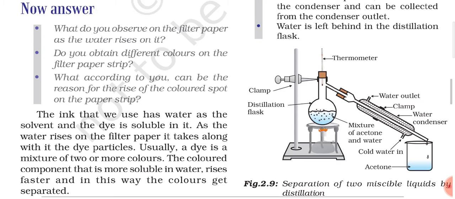The second point of this answer is that the dye is a mixture of two or more than two colored components. Suppose the dye here has two components only. So the dye here is a mixture of two colored components. The reason is that at the end of the experiment, we are getting two different colored components at different heights on the filter paper. So what is the reason behind this? The component of the dye which is more soluble in water rises faster than the component of the dye which is less soluble in water.